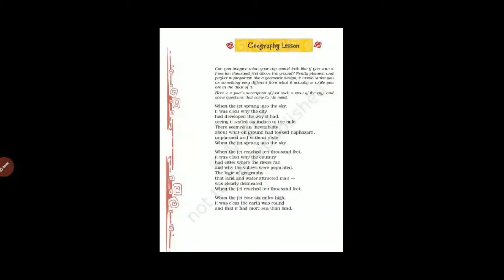So today we will start the second lesson, the poem Geography Lesson, from the NCERT book Honeydew. See, this lesson is not related to geography, but it's related to your favorite thing, that is the jet, the airplane. Children, do you like it a lot?